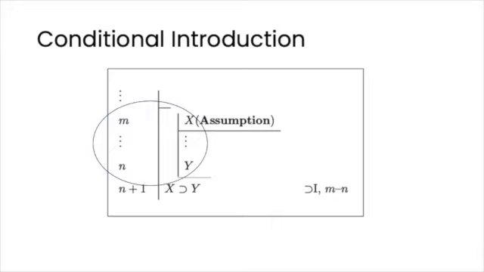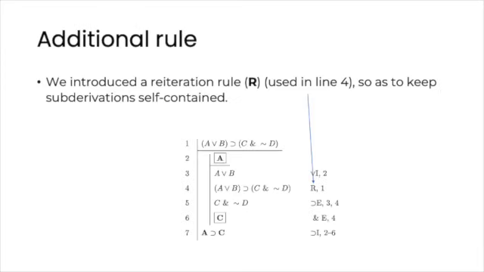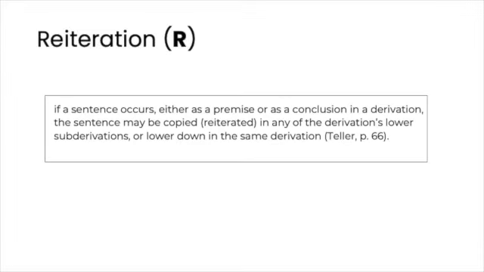As we noted earlier, we now have a reiteration rule, abbreviated as R, which we use so as to keep subderivations self-contained. This rule can be stated thus. If a sentence occurs, either as a premise or as a conclusion in a derivation, the sentence may be copied, that is, reiterated, in any of the derivation's lower subderivations, or lower down in the same derivation.